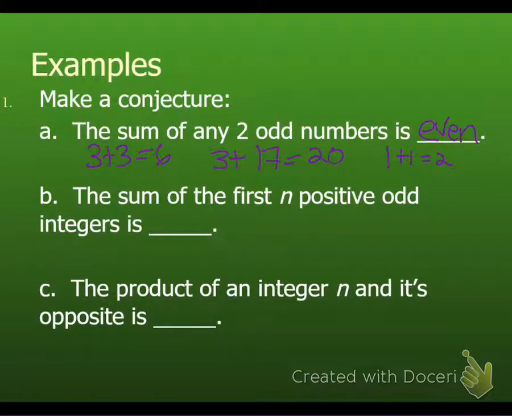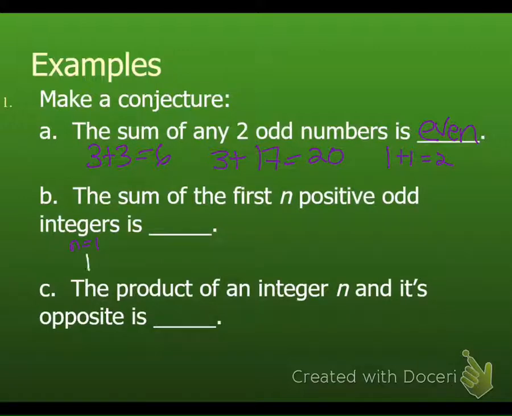Okay, so the sum of the first n positive odd integers. So we're going to be adding odd integers. So n represents the number of odd. So our first, so n equals 1. Can you guys see purple okay? You want me to change it? So when you have n equals 1, that means you only have one odd number. That one odd number is 1, right?